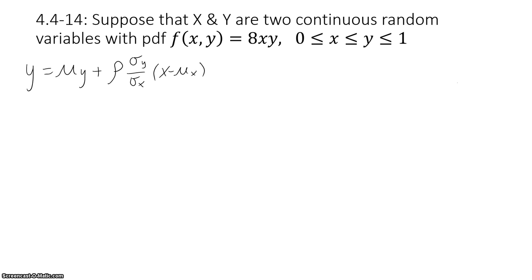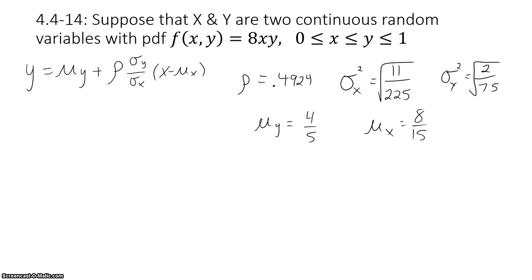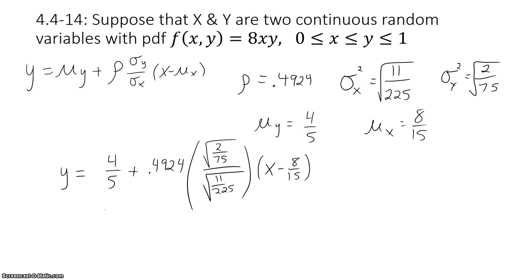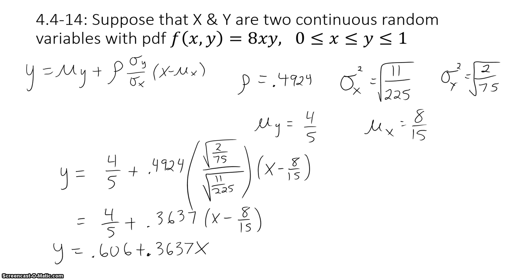The last thing we're going to do is calculate the least squares regression line for this distribution. It takes the form y equals the mean of y plus the correlation times sigma y over sigma x times x minus the mean of x. I found all of these pieces previously. Now I just substitute them into my equation and find my least squares regression line is y equals 0.606 plus 0.3637x. I hope it's helpful to work through that example.